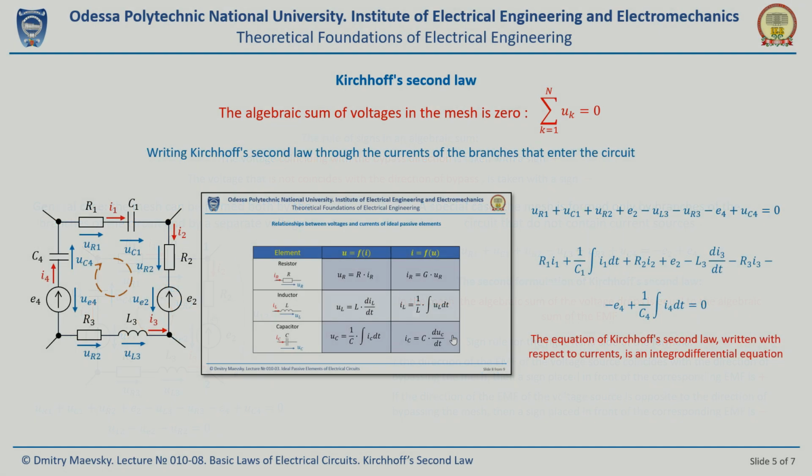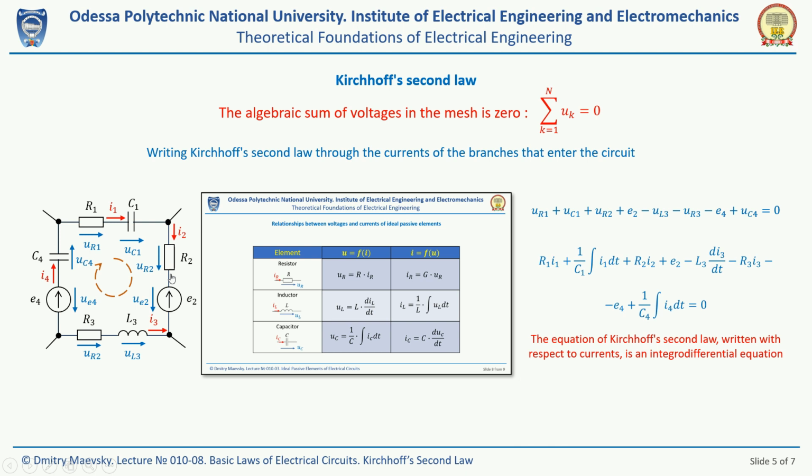Now I will talk about how we can rewrite our equations according to Kirchhoff's second law in terms of currents in the branches of our mesh. Let me look again at our example of our mesh. In the previous slide we wrote these equations according to the voltages in the elements of this mesh.